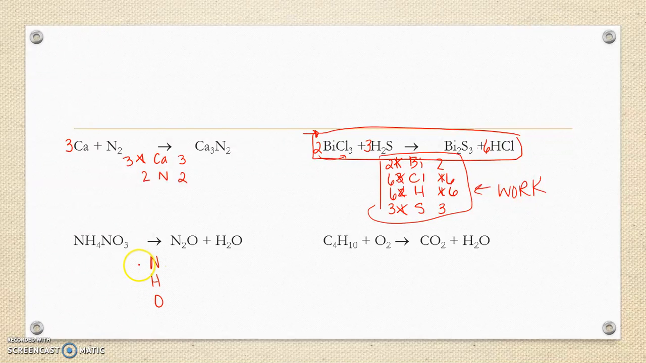We have N's, we have H's, and we have O's. On this side, I have 2 N's, 4 H's, and 3 O's. On this side, I have 2 N's, 2 H's, and 2 O's. Okay, my N's are good, my H's are not. So I'm going to put a 2 here, which gives me 4. That also gives me 2 plus 1 is 3. So easy, I know. All right, try this one. Come back and check your work.